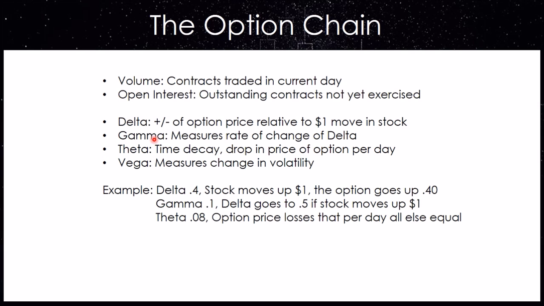And next we have gamma, which measures the rate of change in delta. Theta, which is time decay. It's the drop in price of the option per day. And then vega, which measures the change in volatility. And as we know, when stocks get close to their earnings, volatility is anticipated to increase. And so you see people say a lot of times that the options are really expensive when we get towards those earnings because a big move is anticipated and the price of those options goes up to reflect that.